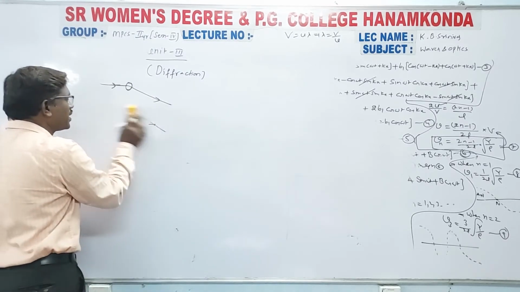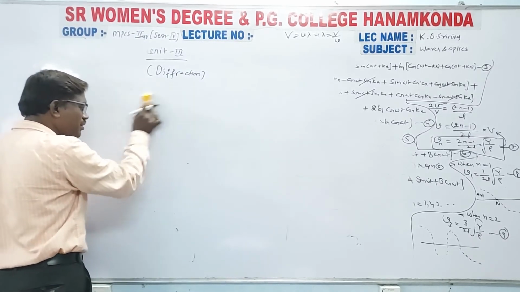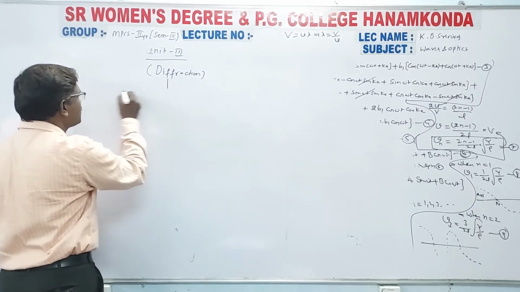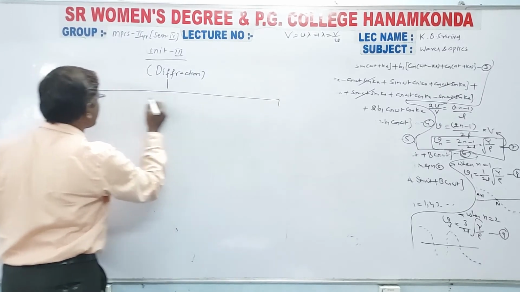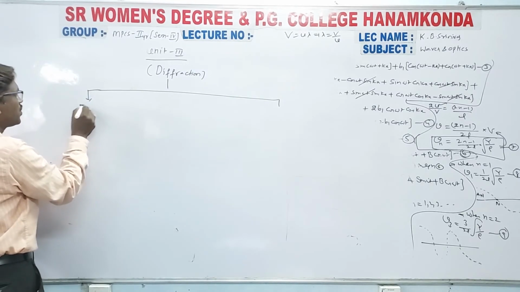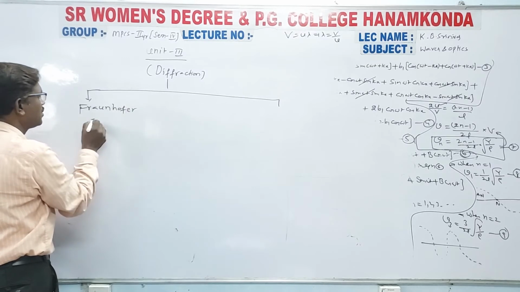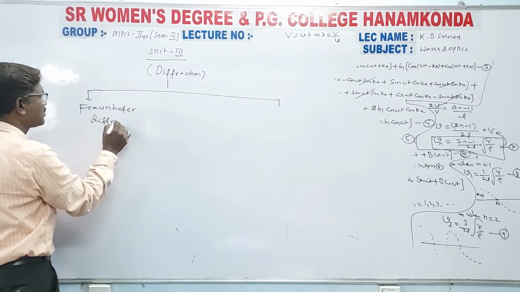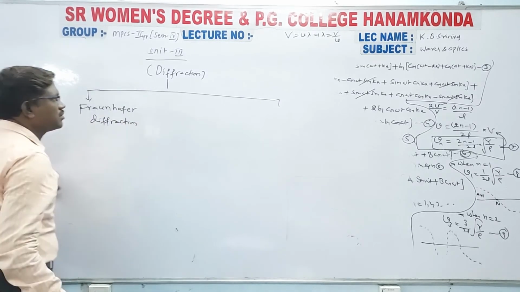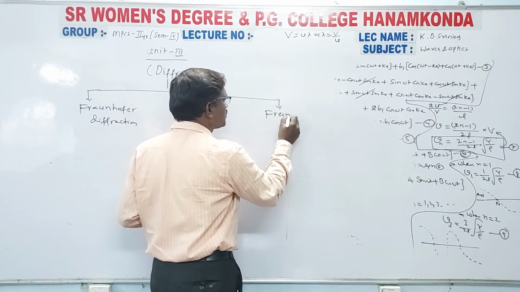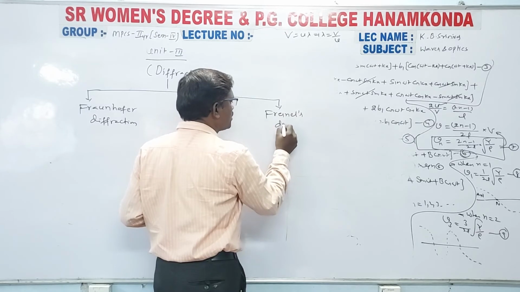Types of diffraction. One of the important short questions in this unit is types of diffraction. The first type of diffraction is known as Fraunhofer diffraction. The second type of diffraction is Fresnel's diffraction.